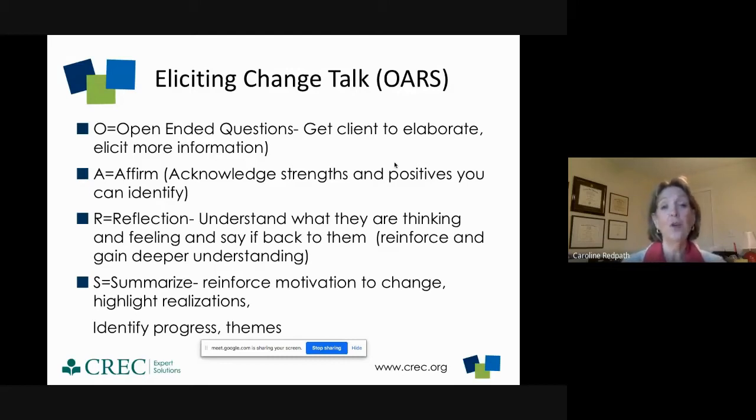Affirming. So you want to acknowledge strengths and positives you can identify. He mentioned being on time. Thank you for meeting with me. Wow, I noticed that poster that you made in the art room. That was really awesome. So just finding something that you can immediately affirm that's honest and genuine, but a positive you can identify.